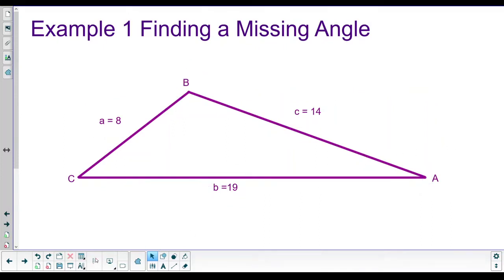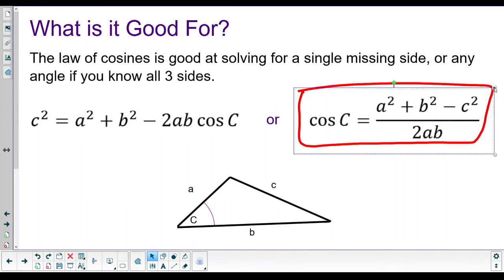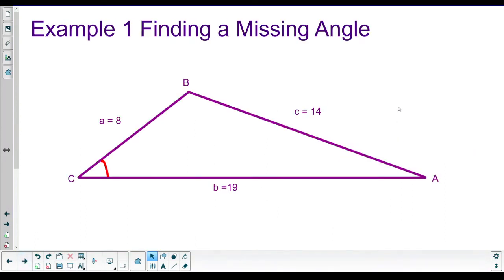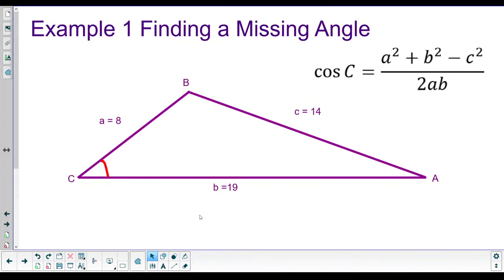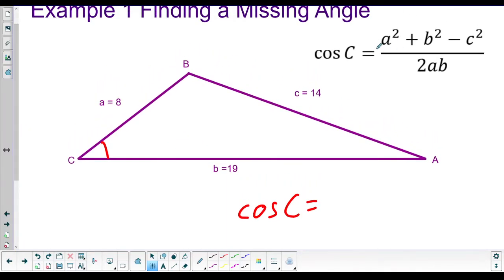All right, so what we want to do is we want to solve for angle C right here. So we're going to set up our law of cosines, and because we are looking for an angle, we're going to use this version right here. So let's grab this thing. Let's just copy it over. Paste it right there just so we have it. So we are looking for cosine of C. We're looking for angle C. So we want the cosine of C by itself. So we're going to have cosine of C equals a skinnier pen. A squared. So here's A. A is 8. So that's going to be 64 plus B squared.